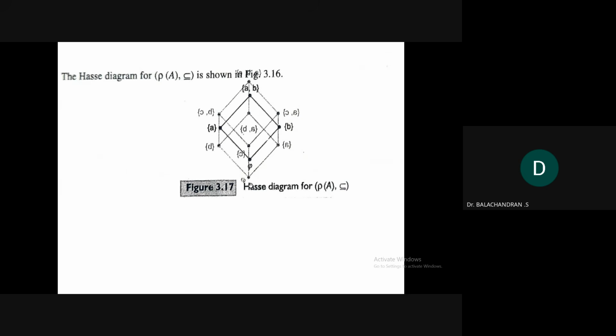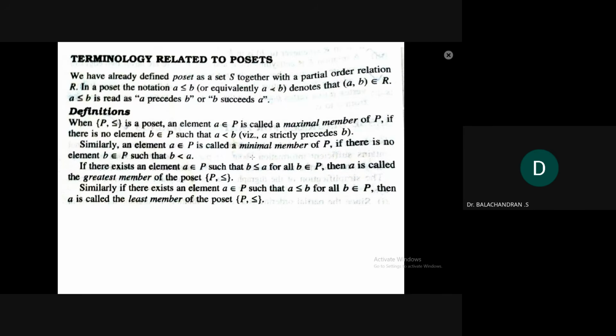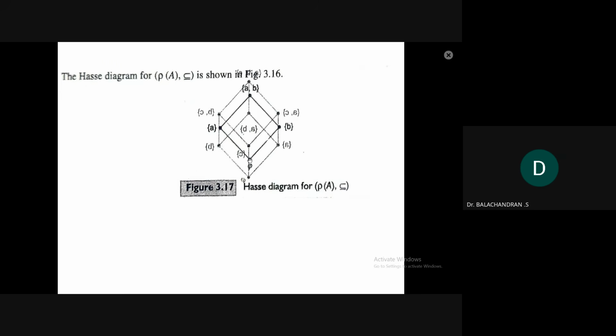Okay, it is not drawn clearly, I think. Assume this is the empty set. Sorry, this is the empty set. This is singleton set A, and from here to here, singleton set B, and then from A to {a, b}, from B to {a, b}. That's all. Okay.